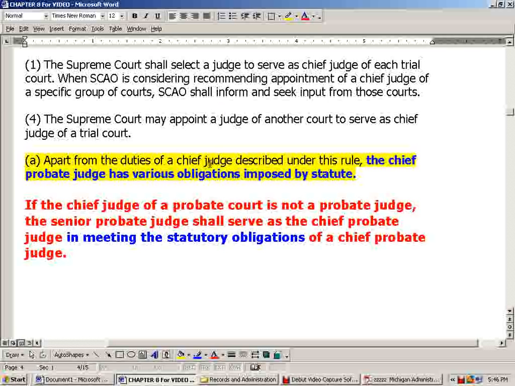Apart from duties of the chief judge described under this rule, the chief probate judge has various obligations imposed by statute. We kind of covered this before in an earlier video, that to remove a county officer doesn't really require a judicial function. It's an executive function. It's under the governor. The governor can remove anybody from a county office. So his agent to do that, or the man doing that for him within the county, is the probate judge, the chief judge of probate.